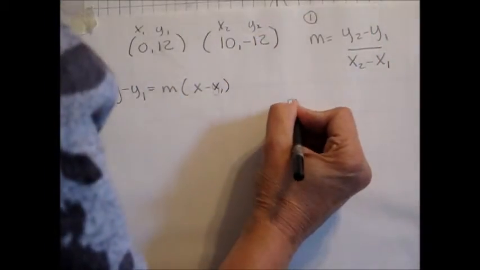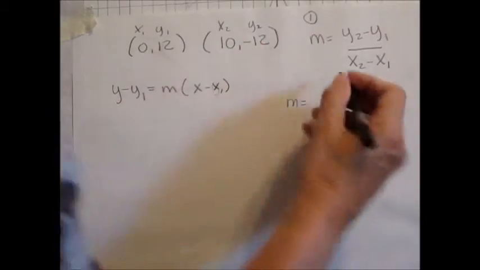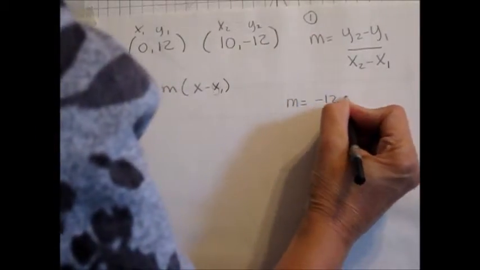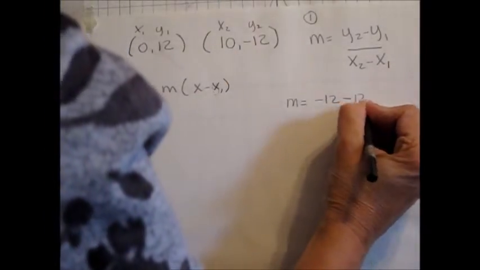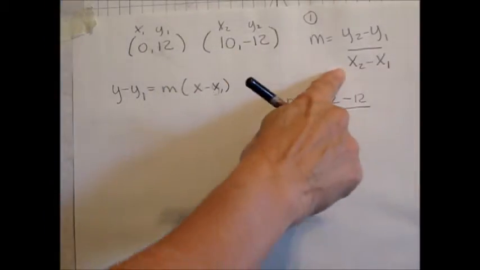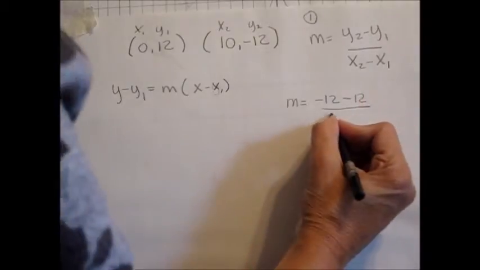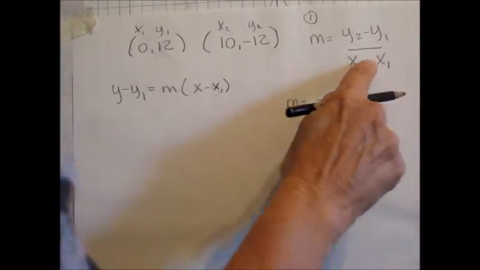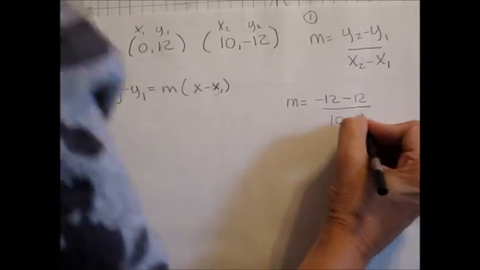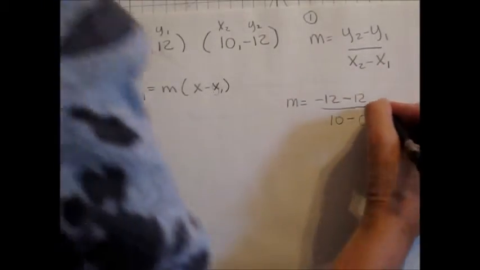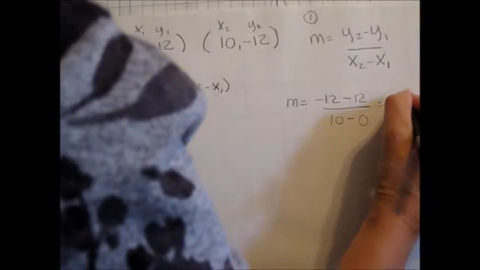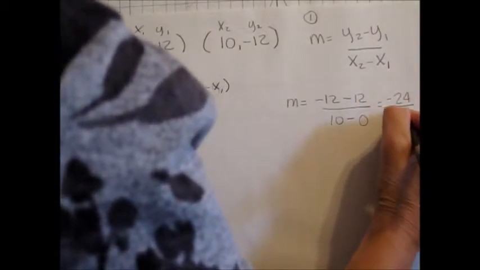M is for slope. My y sub 2 is negative 12. I'm going to subtract y sub 1, which is 12. X sub 2 is 10. I'm going to subtract x sub 1, which is 0. Don't let this one throw you. That's not 0. That's negative 24 over 10.